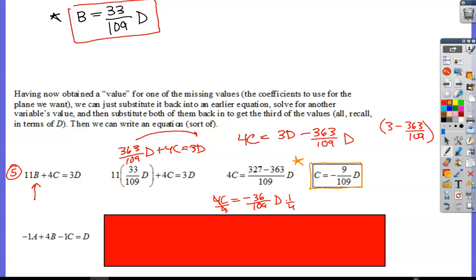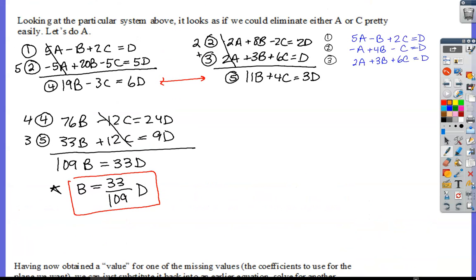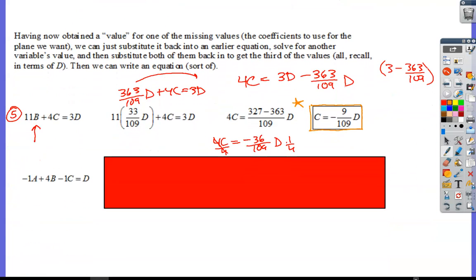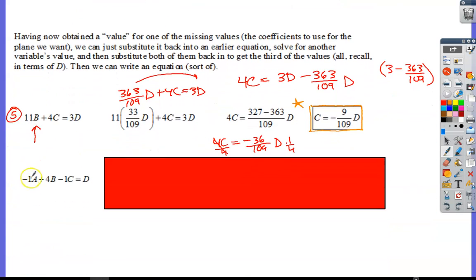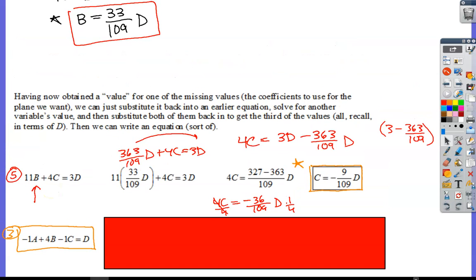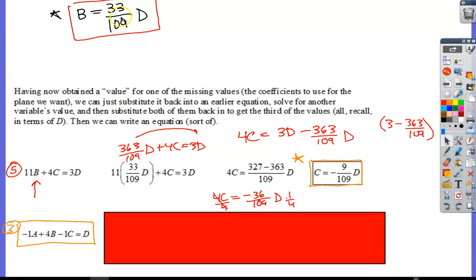Last step would be to plug this into an equation that uses all three. So an equation that uses all three could be one of these, and you can pick any of them. I picked to use the most basic one, which is, I believe, equation 3. So think about what we're going to do. We're going to plug in our B value for B, which is in terms of D. I believe that B value, there it is. I'm going to plug this guy in. I'm going to plug in the C that I got. And I should only have A's and D's left. So let's see.